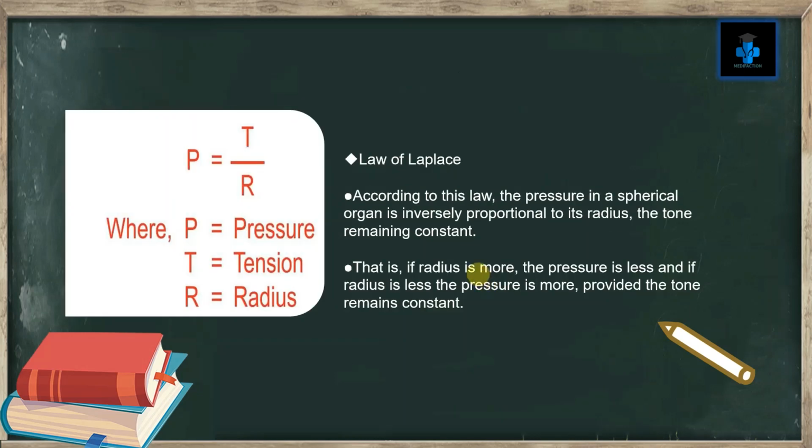According to this law, the pressure in a spherical organ is inversely proportional to the radius, the tone remaining constant. That is, if radius is more, the pressure is less, and if radius is less, the pressure is more, provided the tone remains constant. So, this is a simple and brief description about Laplace law. Pressure is directly proportional to the tension, and it is inversely proportional to the radius.